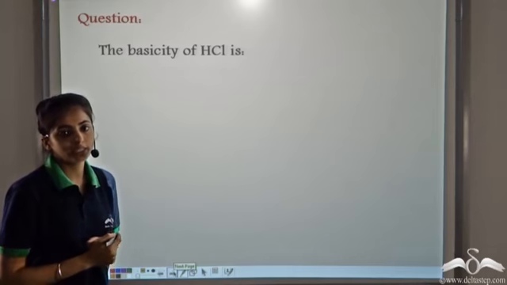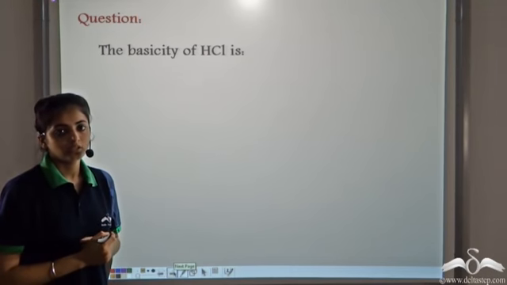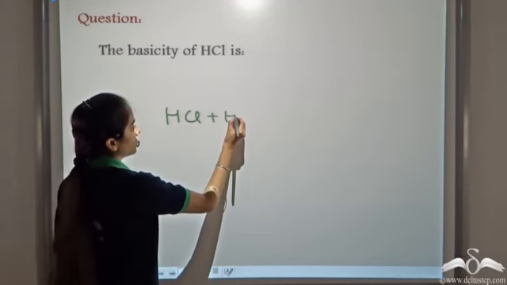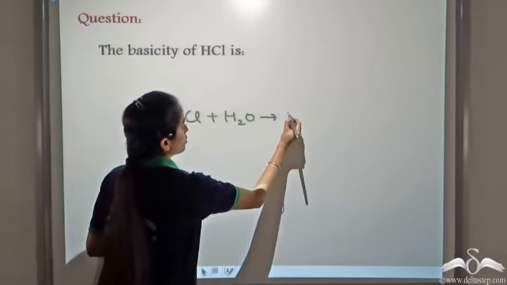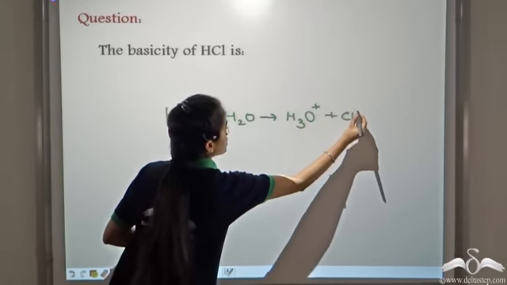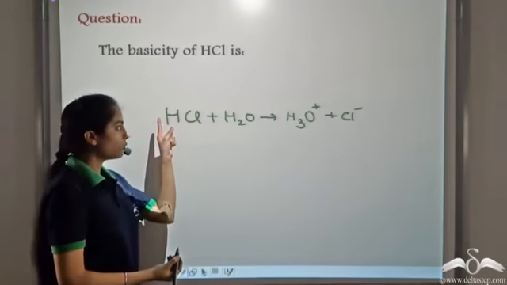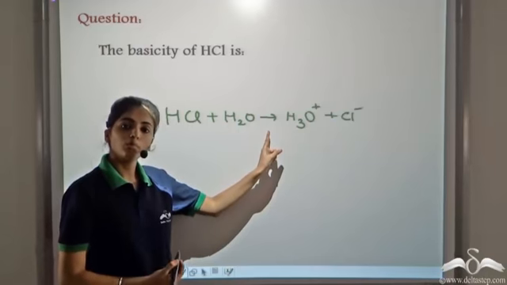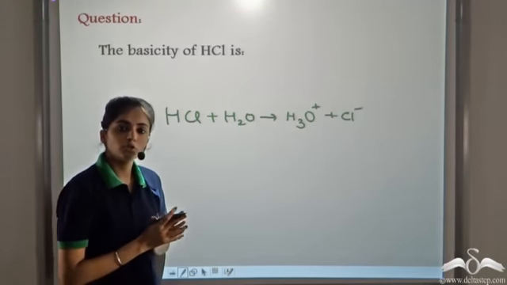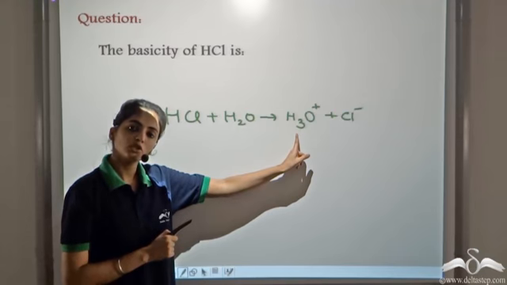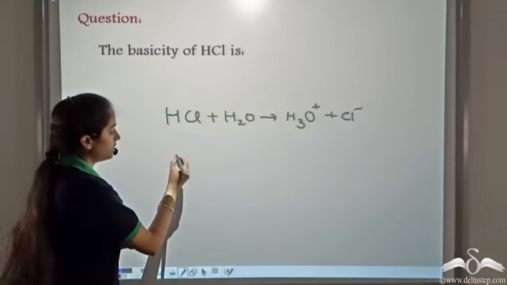What is the basicity of HCl? So HCl, when it reacts with water, it forms H3O plus and Cl minus. One molecule of HCl gives one H3O plus ion. So how many OH minus ions do we need to neutralize it? We need one OH minus ion to neutralize one H3O plus ion which is produced. So the basicity of HCl is 1.